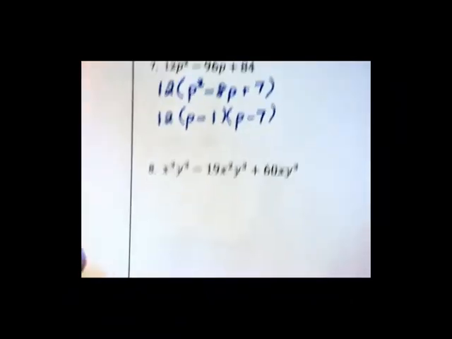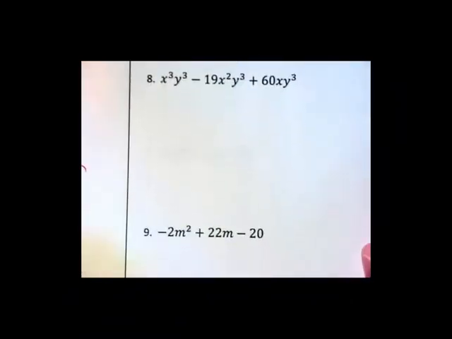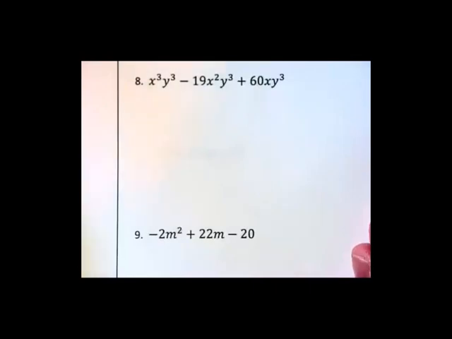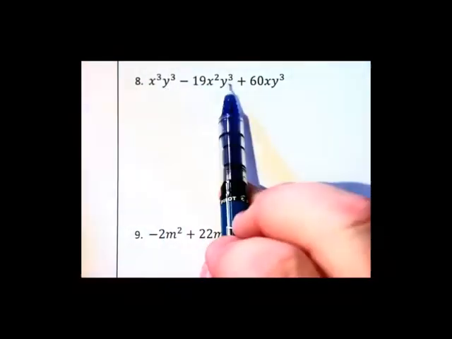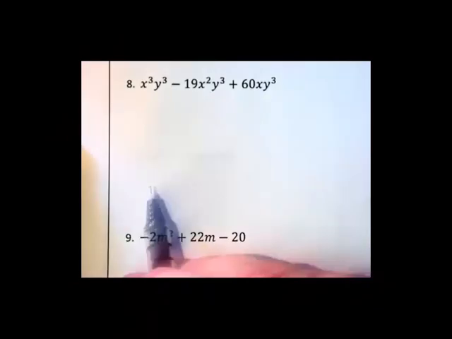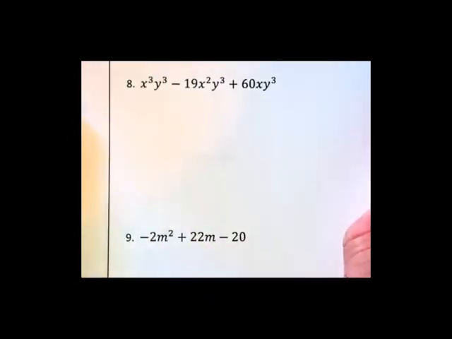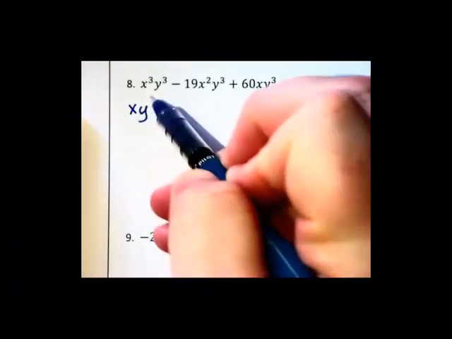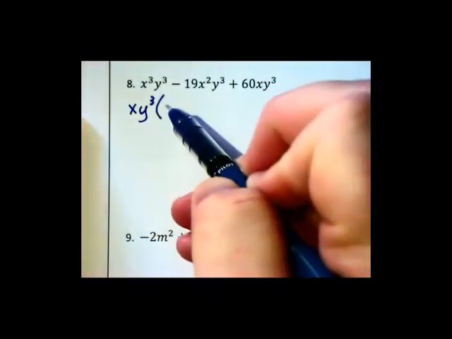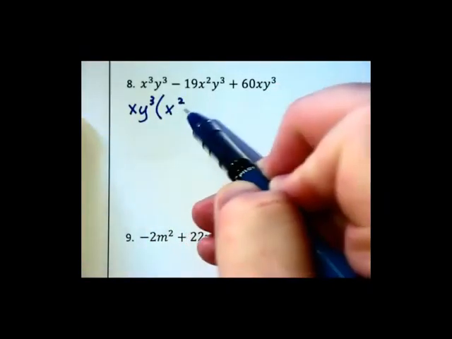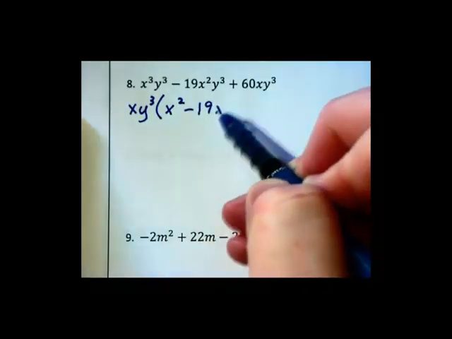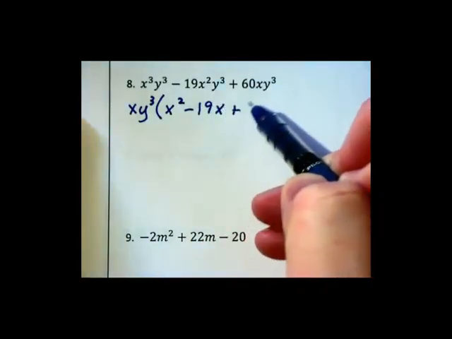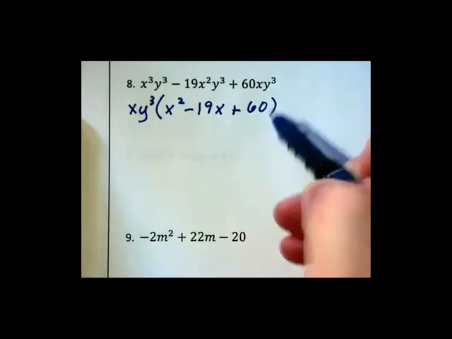Okay, problem number 8. Looks like we got a lot of y's there, so I can factor a y cubed out of each of the three terms. It also looks like we can factor out an x. So x y to the third will divide out, leaving us x squared minus 19x plus 60, and that's it.